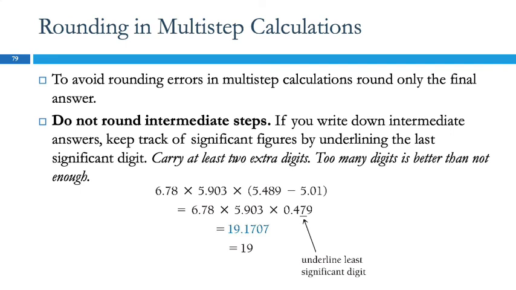So we want to avoid that. So we want to carry at least 2 extra digits. And if you're not sure, it's always better to write down too many digits than not enough. Because we can always go back and round it later, but we can't go back and add more digits in without redoing the calculation. So this is an example, and we'll see examples like this in the worksheet, where we have mixed operations. So we have multiplication that uses one rule, and subtraction uses the other rule. We have to apply the rules separately.